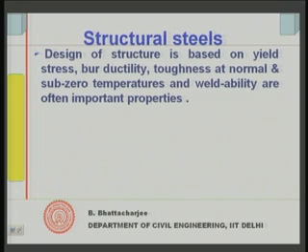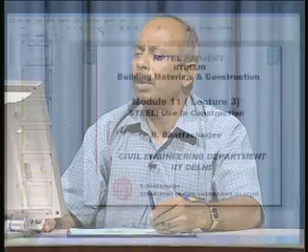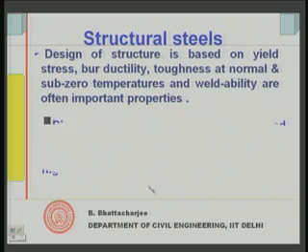Also ductility, toughness at normal and sub-zero temperatures, and weldability are other important properties. So, stress is the main thing, but then we look at ductility, and toughness at normal and sub-zero temperatures. That is our requirement for the steel. So, these are the properties which you require.